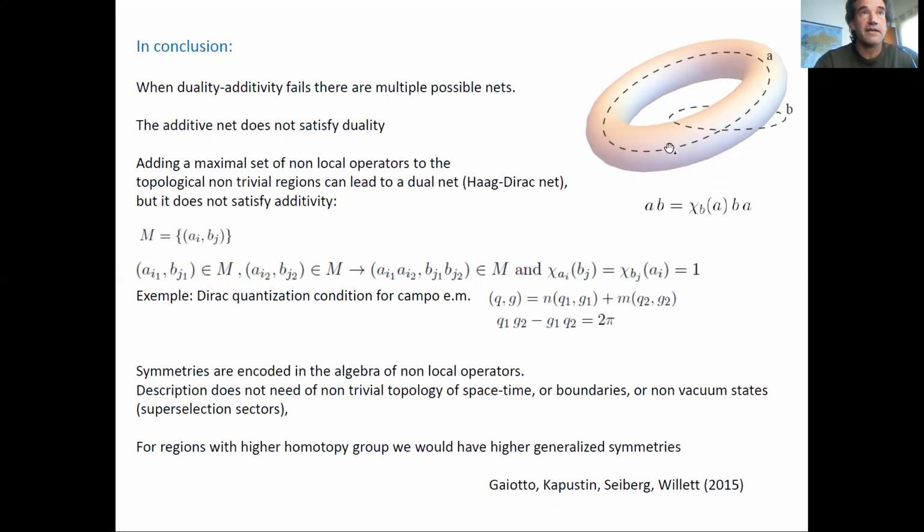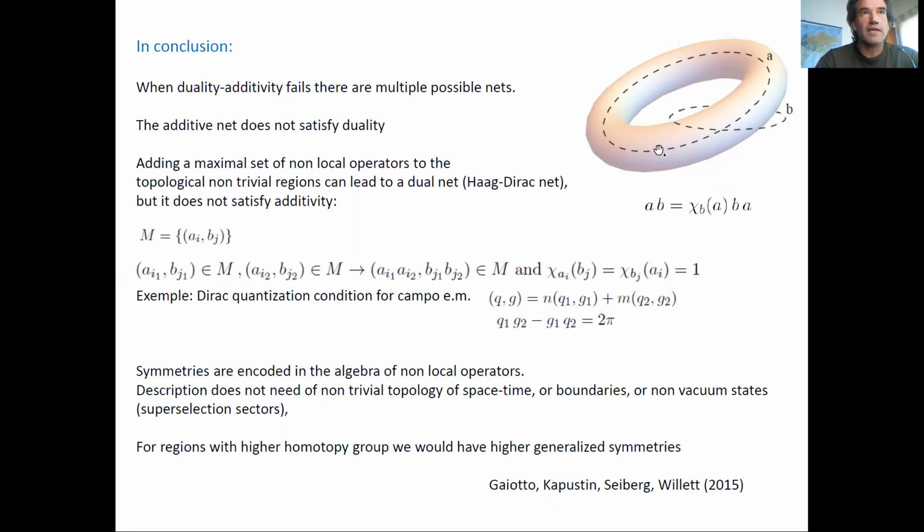And this is a net that does not satisfy duality, but still satisfies additivity. And you can enlarge the net by putting this A operator and not the B, because the B will not commute with A. Or otherwise you can put the B and not the A. And this gives you consistent nets which do not satisfy additivity. If you have many of these operators, you can choose in different ways to partially complete the algebras in such a way that duality is respected, but not additivity.